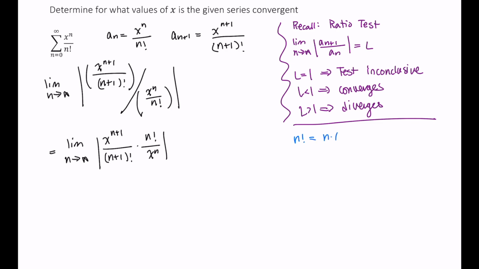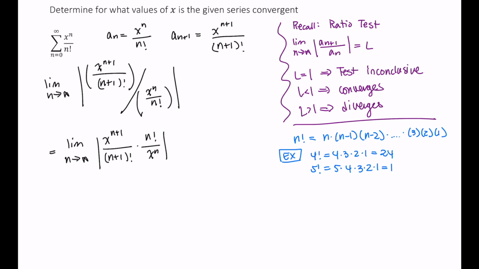This is n times n minus 1 times n minus 2, and you keep multiplying and subtracting until you get to 3, 2, 1. Here's some examples. 4 factorial is 4 times 3 times 2 times 1, that's 24. 5 factorial is 5 times 4 times 3 times 2 times 1, that's 120. So see how each time I just multiply by the previous number subtracted by 1, or the previous number less 1.